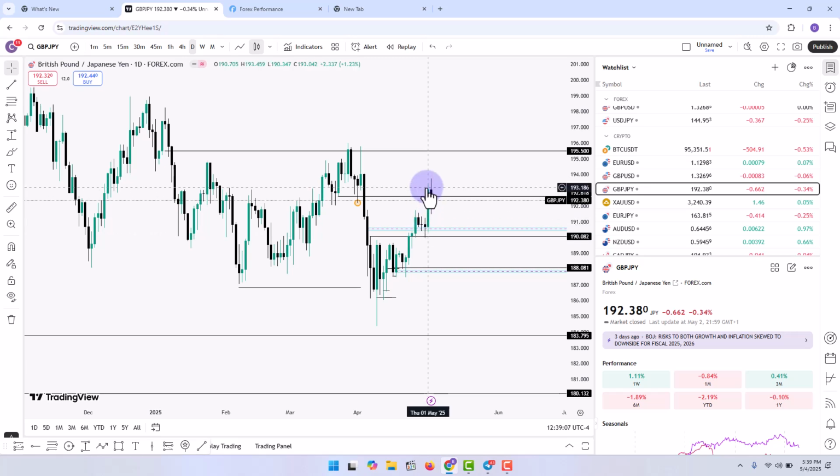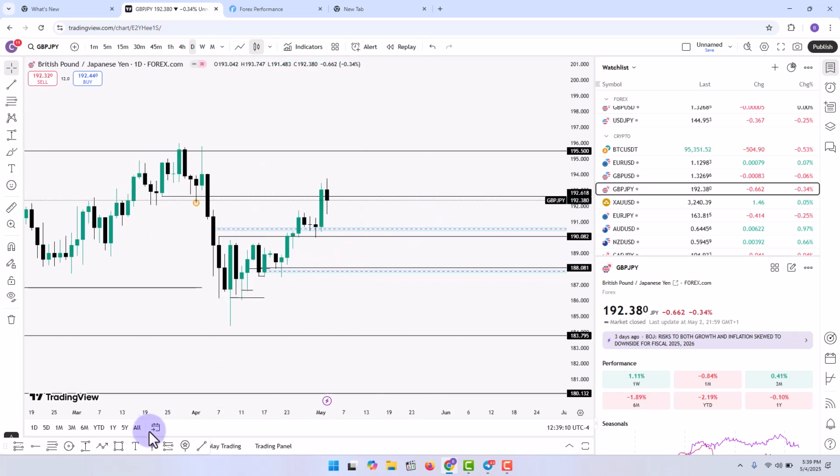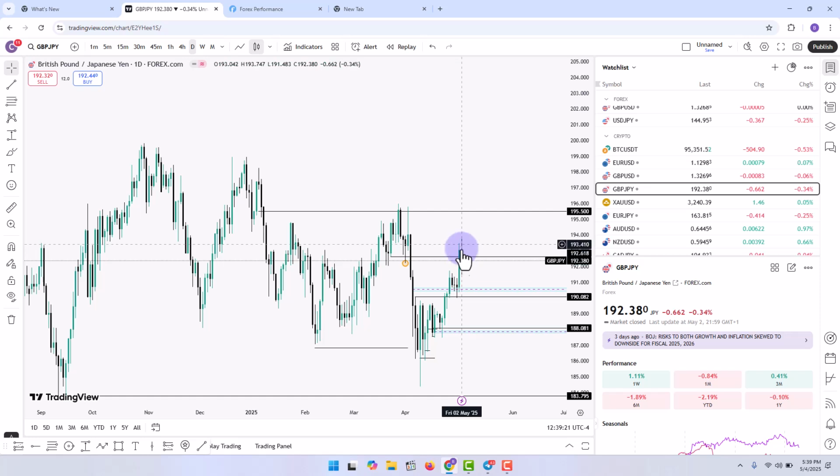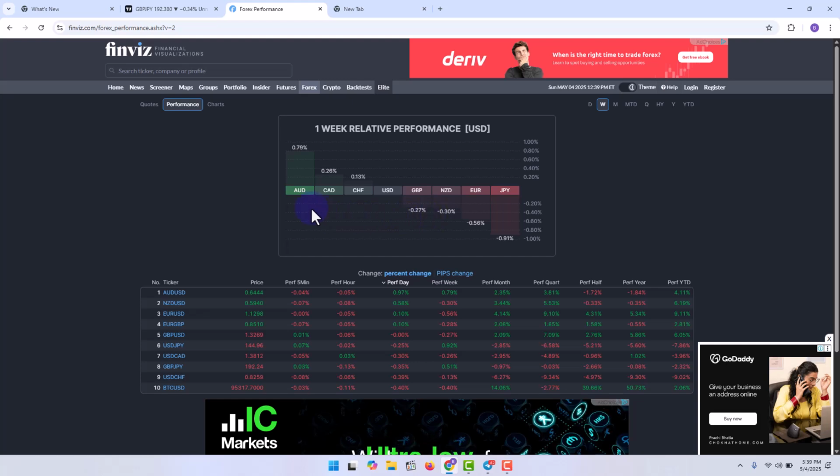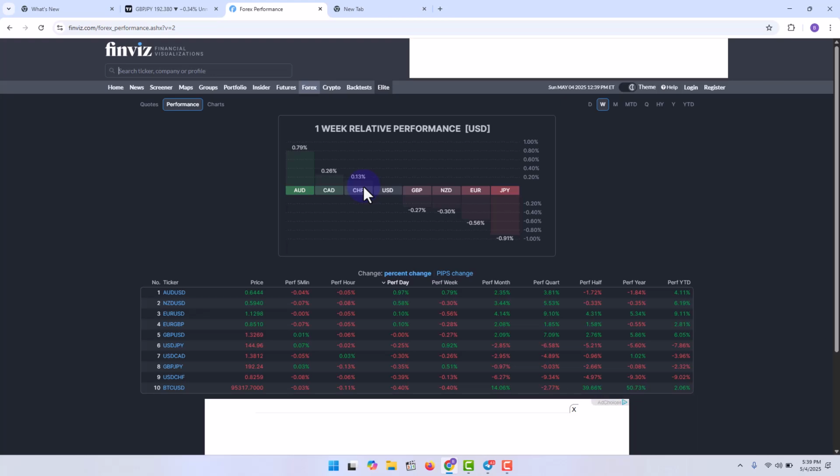Then look at what price delivered on GBP JPY. So you can see clearly it was just one candle that moved on GBP JPY, and it was on Thursday. What happened to Monday, Tuesday, and Wednesday? This guy was not moving because we've seen from Finviz that the currencies that are going to perform better are the AUD JPY, CAD JPY, and CHF JPY.